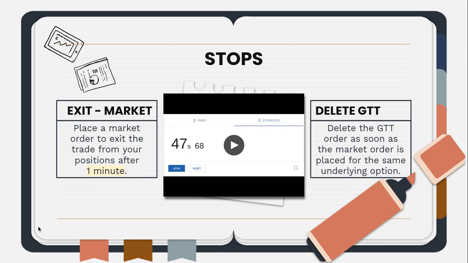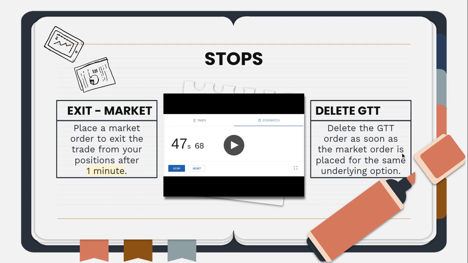So first thing is you have to fulfill the conditions. Second thing is you have to make sure of the entries, and the third thing is you have to take care of the stop loss. As soon as the 1 minute candle hits, the 1 minute is your stop loss. So place a market order to exit the trade from positions after 1 minute, and after you place this order, just delete the GTT. In Zerodha you can see it in the orders. So here you see, there you can go and delete the GTT.